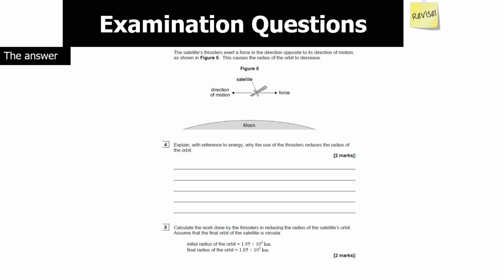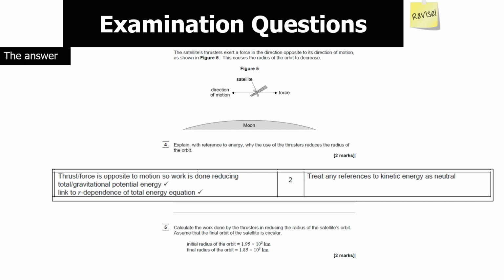It says with reference to energy, so you can't be discussing forces, because even if it's correct, you won't get the full marks. So it's the idea that the thrust is opposite to the motion, so therefore work is being done on the object to reduce its gravitational potential energy. We then know from the gravitational potential energy that the radius is in there, because it's minus GMm over r. So therefore it tells us that the thrusters will reduce the radius of the orbit.